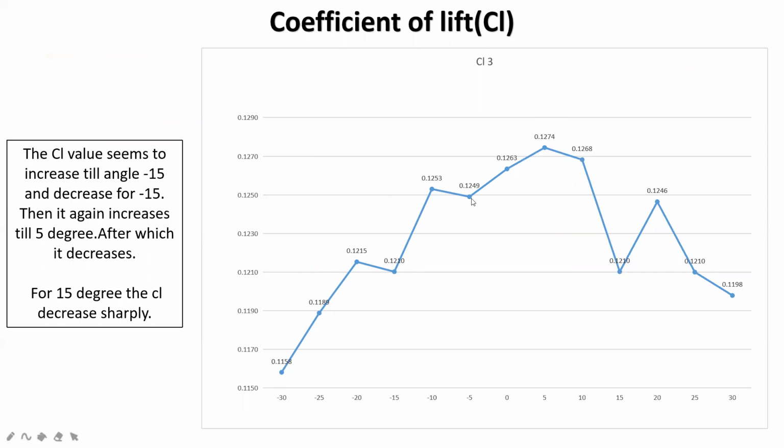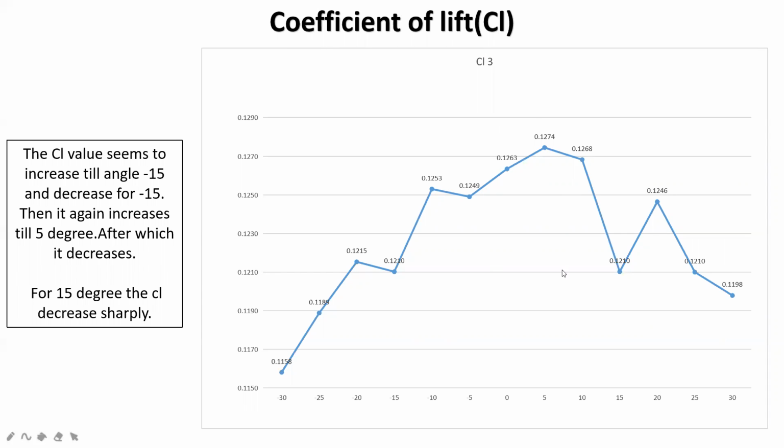And again, if we look from minus 5 to 5 degree, the CL increases, and then again decreases at 10 degree, and there is a sharp decrease at 15 degree, and then again it decreases from 20 to 30 degree.